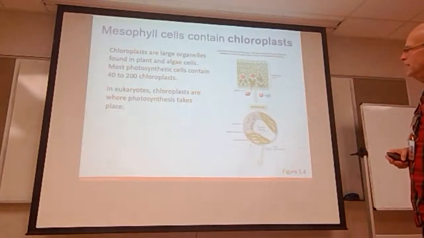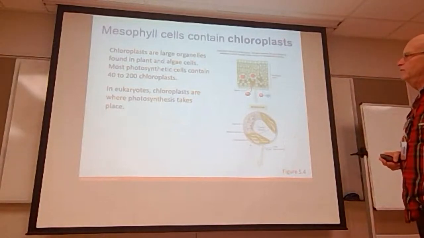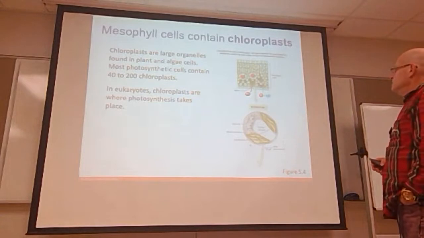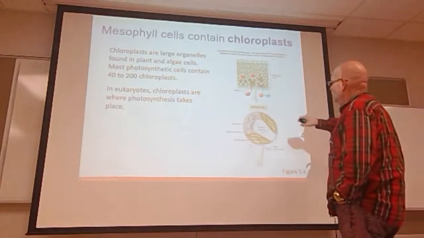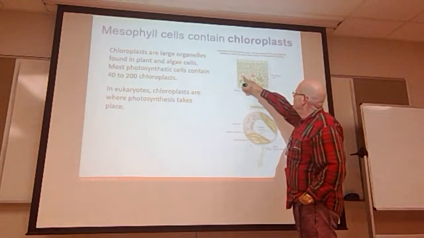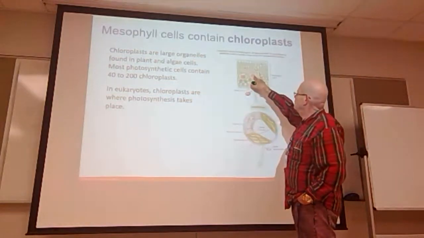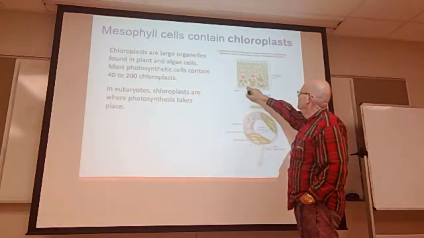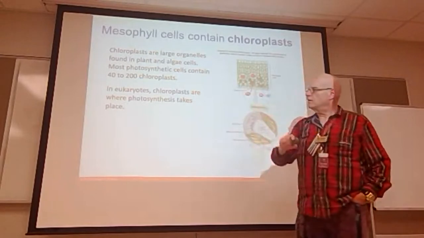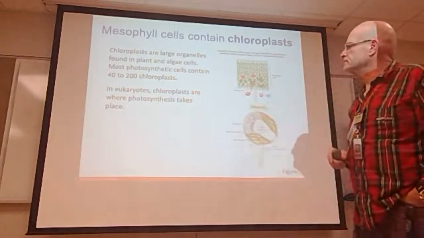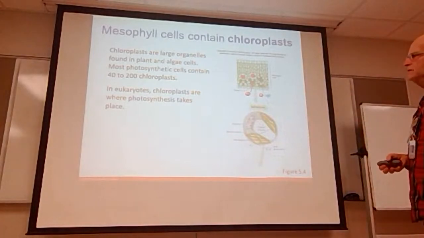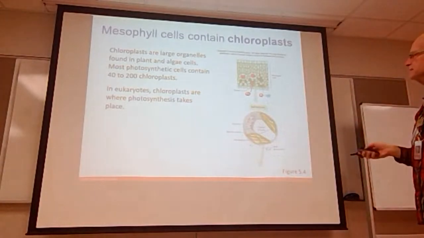Chloroplasts are large organelles found in plant and algae cells. Most photosynthetic cells will have between 40 and 200 chloroplasts. If you look very closely at all of these cells, with the exception of these red ones, which is something else we'll talk about later, they all are filled with little green dots. The little green dots are the chloroplasts. In eukaryotic cells, chloroplasts are where photosynthesis takes place.